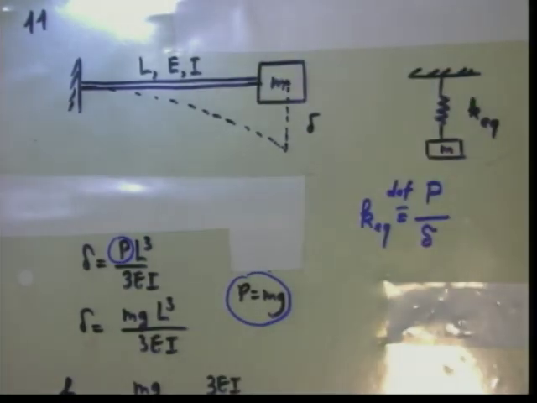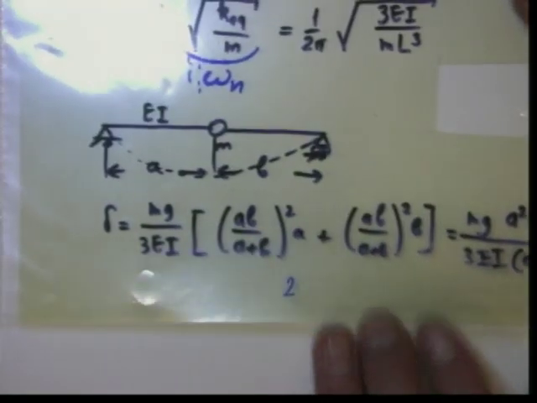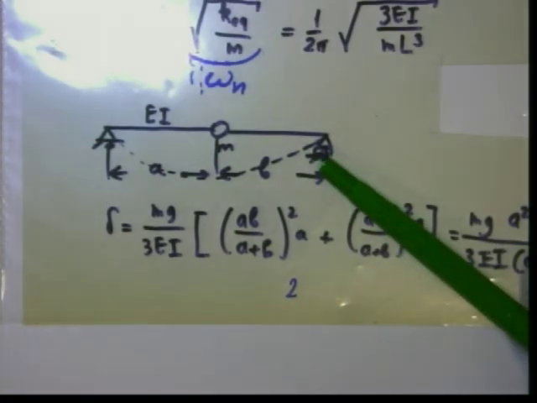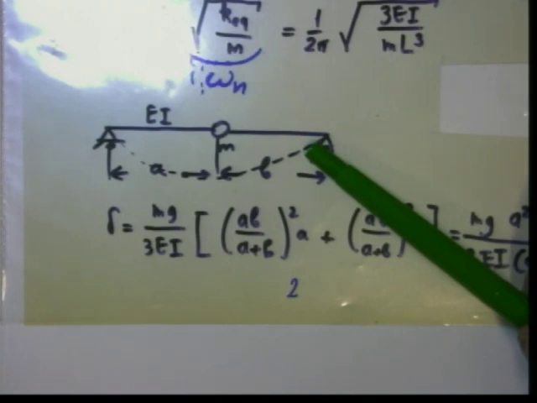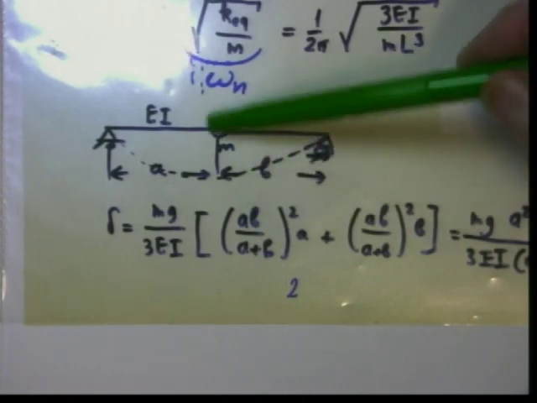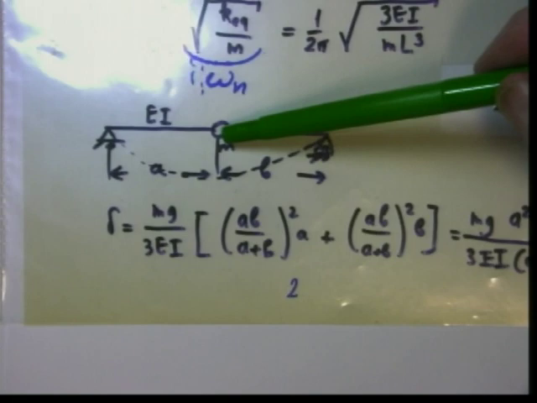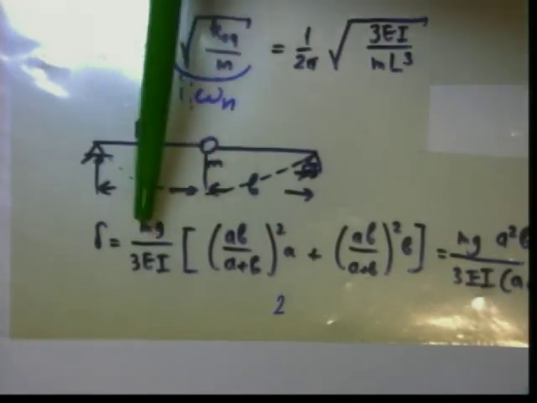Okay. So for example, there is another simple example that can be done. There is such a beam, simply supported here, here and here. This equals A, this equals B. The mass is placed somewhere here, but at distance A from the left and distance B from the right. Okay, so I'm applying load here. Load equals mg.